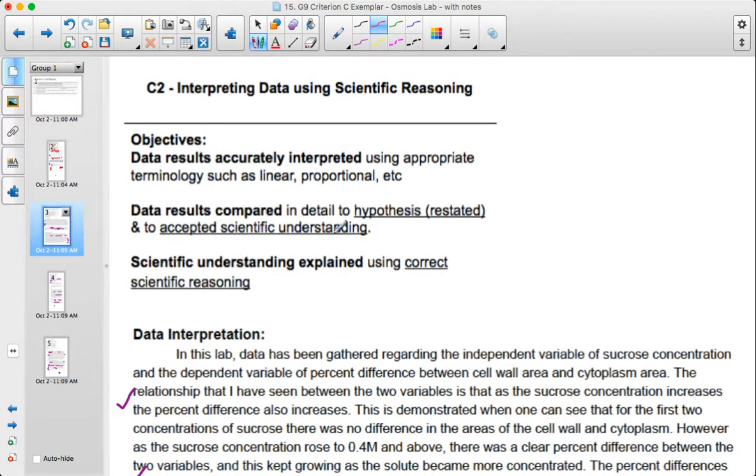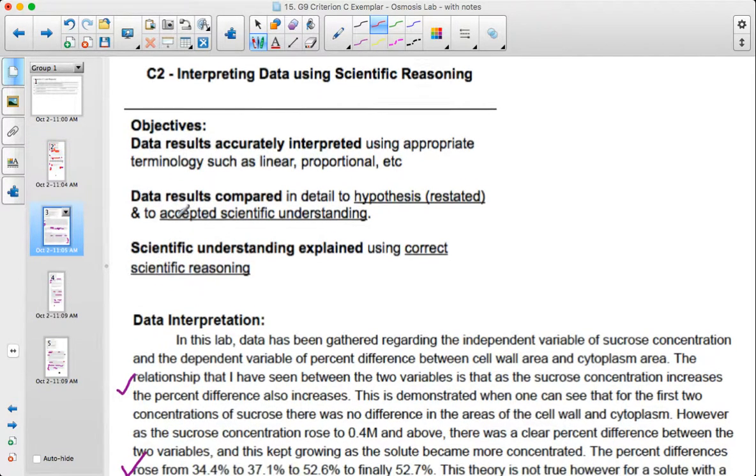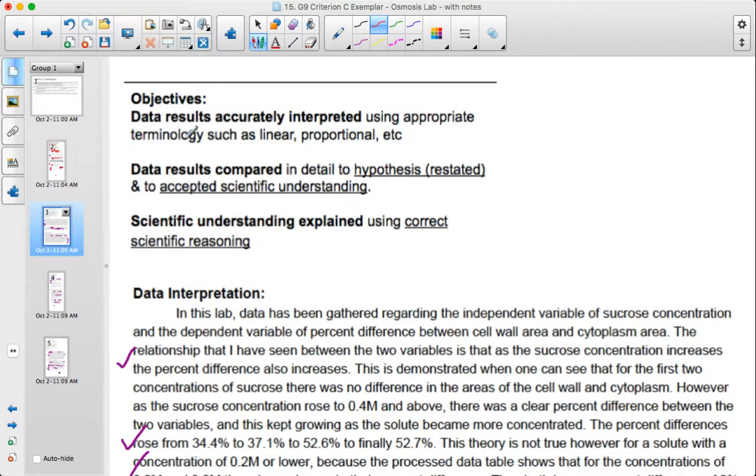Strand 2 is interpreting the data using scientific reasoning. So the objectives are: the data results are accurately interpreted using appropriate terminology such as linear, proportional, etc. The data results are compared in detail to the hypothesis, which you restate, and to accepted scientific understanding. And the scientific understanding is explained using correct scientific reasoning.